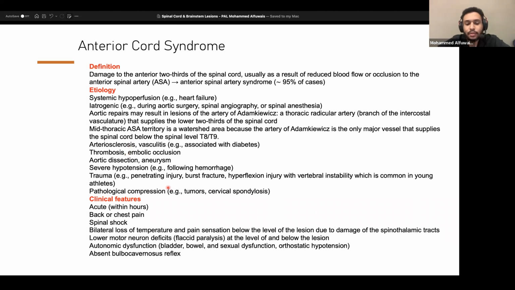So you'll have an anterior cord syndrome. Just to recap, at the level of the lesion, bilateral flaccid paralysis and bilateral loss of pain and temperature sensation. Below the level of the lesion, you'll have bilateral spastic paralysis and bilateral loss of pain and temperature sensation, okay? And there will be no loss of vibration and conscious proprioception.